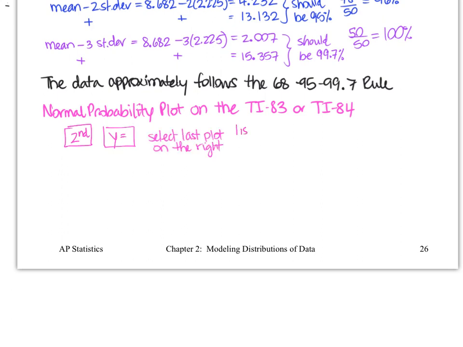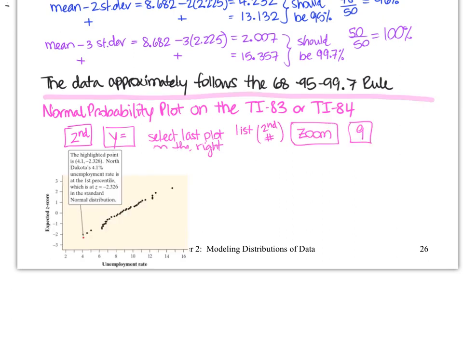Next, indicate the appropriate list. Remember, we do that with second and then whatever the number is. And the data axis is going to say X. What that means is your horizontal axis is going to have the same scale as your histogram had. At this point, you're ready to zoom 9. Remember that when you graph the normal probability plot on your paper, your axis needs to be the same axis that you use for your histogram, so label and scale, but your vertical axis is actually graphing the z-score for each and every one of the data points.